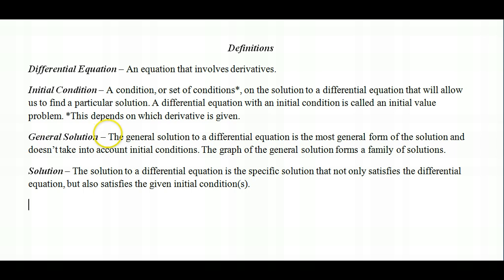General solution. The general solution to a differential equation is the most general form of the solution and doesn't take into account initial conditions. The graph of the general solution forms a family of solutions. And finally, a solution. The solution to a differential equation is the specific solution that not only satisfies the differential equation, but also satisfies the given initial conditions.